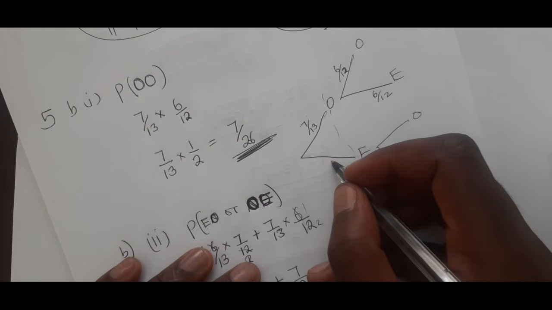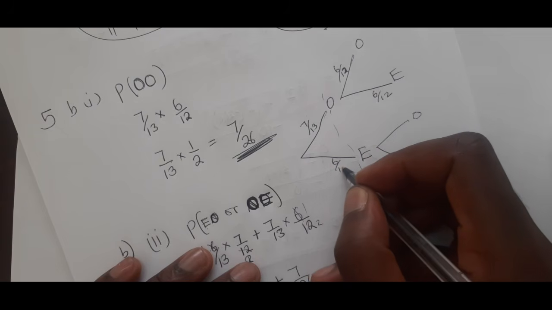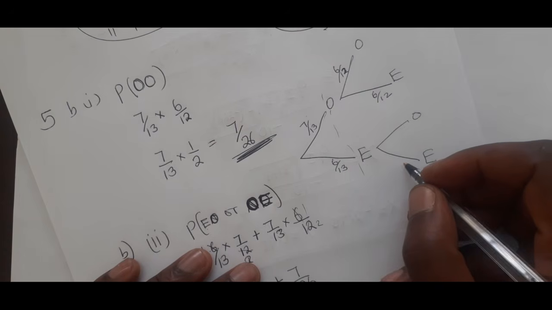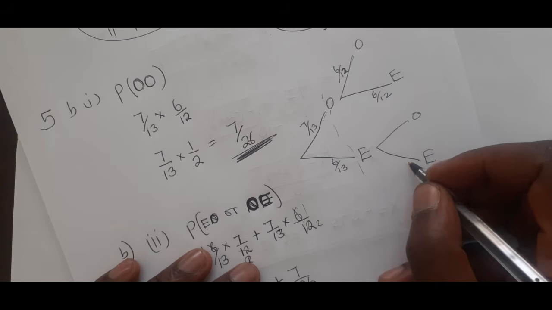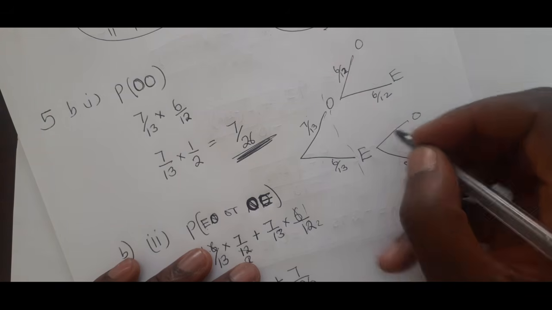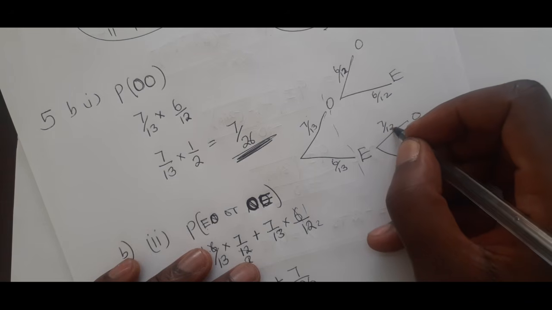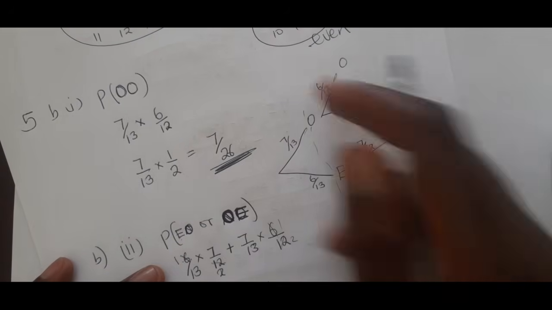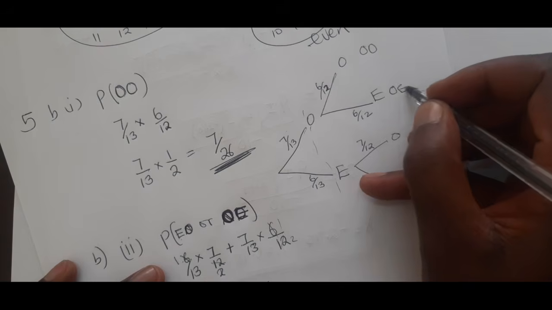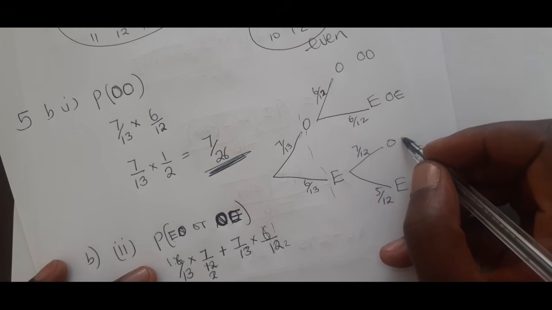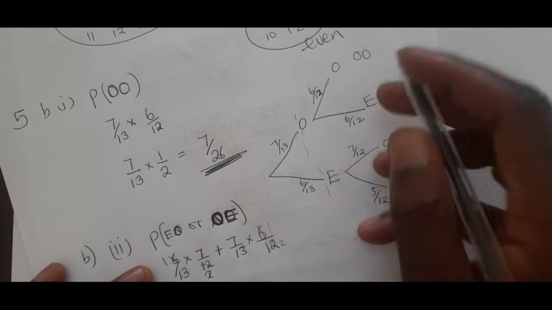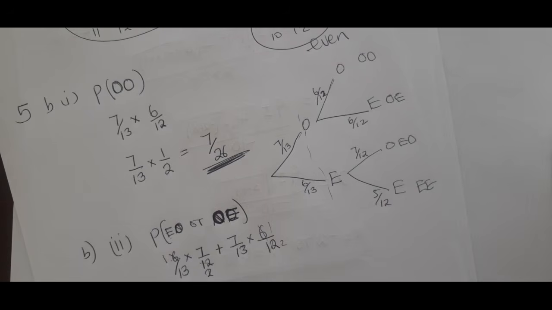Then this is 6 over, okay? Then here you're going to have what? The second one, I think this will be 5 over 12, yes. Then this will be 7 over 12. Then you can now use these. This is odd, even number. Then this will be even number, odd number, even number, even number. You can use these. Maybe they'll be better for you like that.